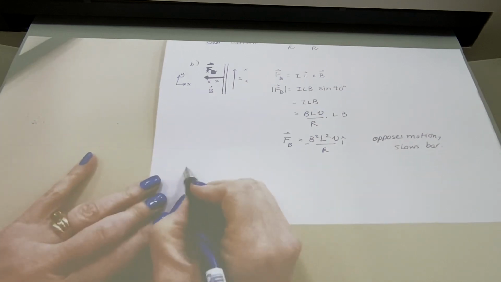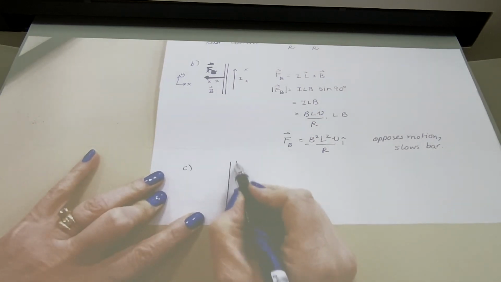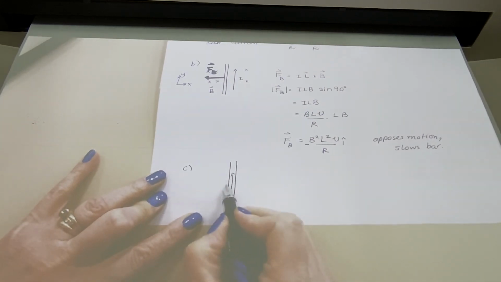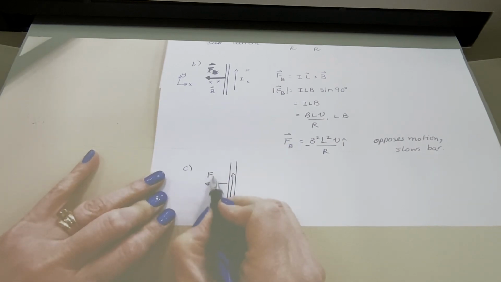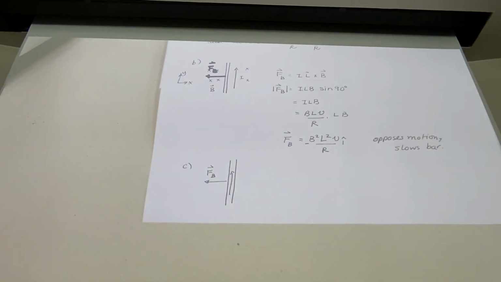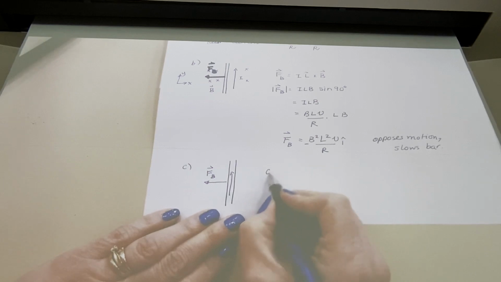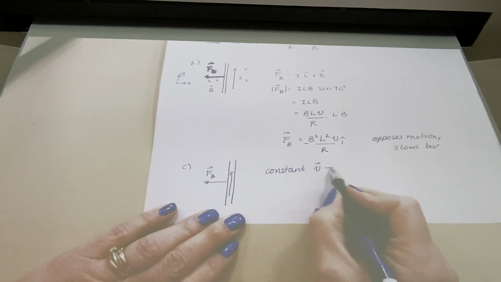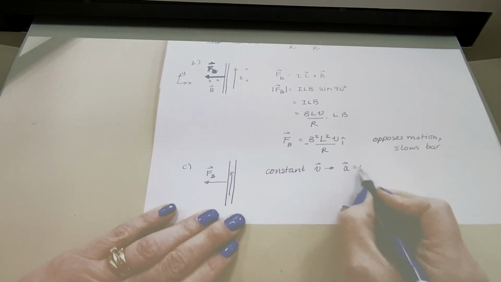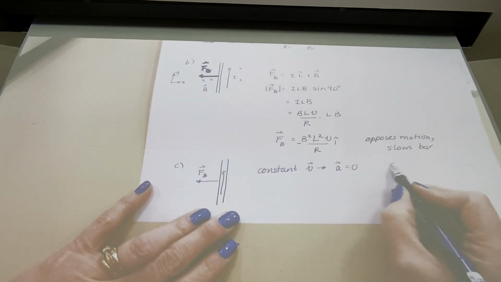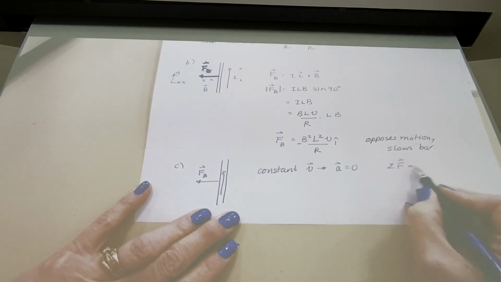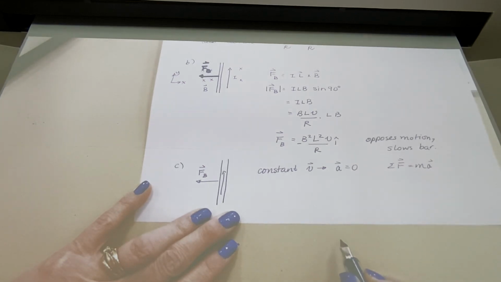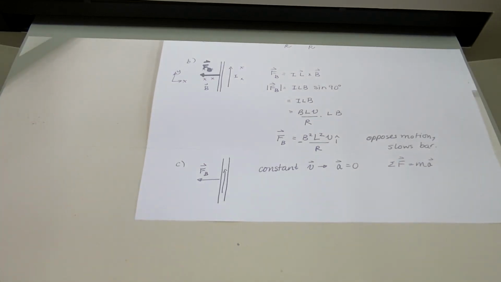So on our slider, where our current flows upwards, we know there's a magnetic force that points to the left. We also know it moves with constant velocity, because that's the setup of the problem. It's moving to the right with constant velocity. So constant velocity means that the acceleration is equal to 0. If the acceleration is equal to 0, when we do our Newton's second law, the sum of the forces is mass times acceleration. It tells us that the net force is going to be 0.